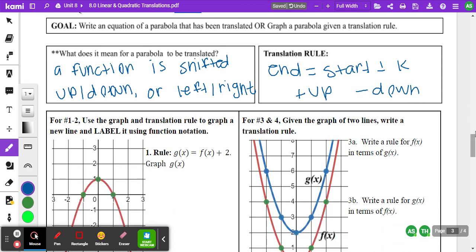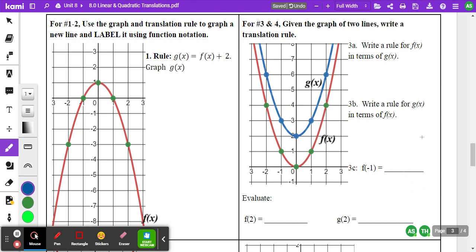So looking at example 1, this says, use the graph and translation rule to graph a new line and label it using function notation. So our rule right here states g of x equals f of x plus 2. We want to graph g of x. So our rule is going to be up 2 because we have plus 2. So looking at our f of x parabola right here, I like to go to the y-intercept and move up 2. So my y-intercept for the g of x is at 3.